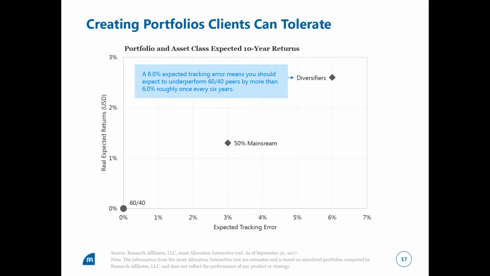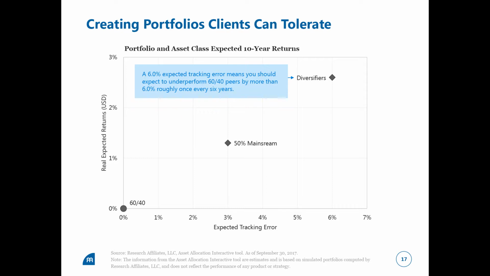So we can, through Asset Allocation Interactive, blend this diversifier portfolio with 60-40. So if we put half of our money in diversifiers, half our money in 60-40, we get half the expected return, but we have half the tracking error. So now our expected return is closer to 1 to 1.5% above 60-40, which again compounded over 10 years can be a meaningfully large difference in ending wealth. But we've reduced our tracking error in half.